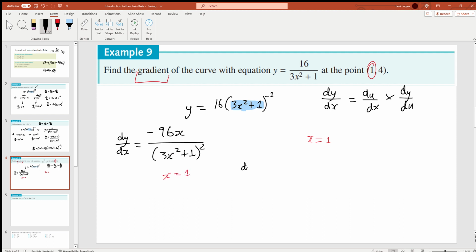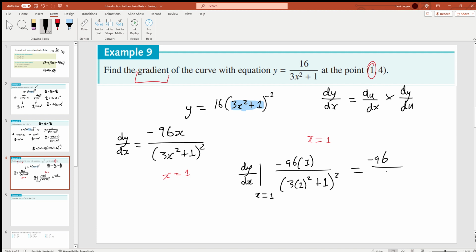So we're going to have dy/dx when x equals 1, which is minus 96 times 1 over (3 times 1 squared plus 1) all squared. You can put that in your calculator if you want, or you can work it out. So we have minus 96 on the top, then 4 squared on the bottom, which is 16. So we have minus 96 on 16. I think that's divisible, but I'm not 100% sure, so I'll just double check. 96 divided by 16 turns out to be 6, so the answer is minus 6. And that's how you would answer that question: find the gradient of the curve with the equation y equals 16 over 3x squared plus 1.